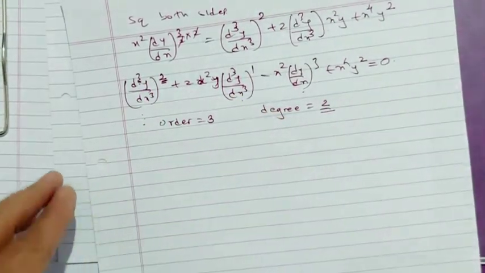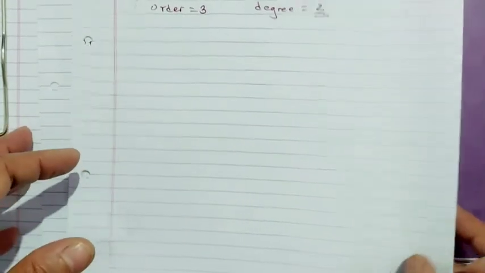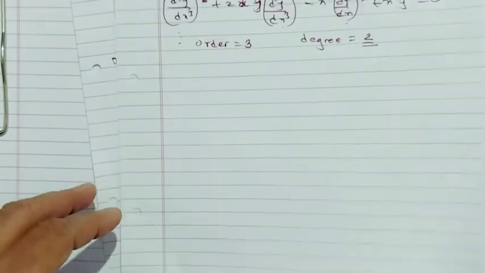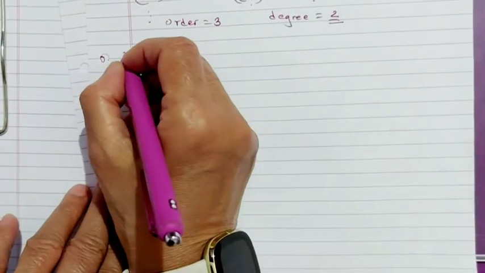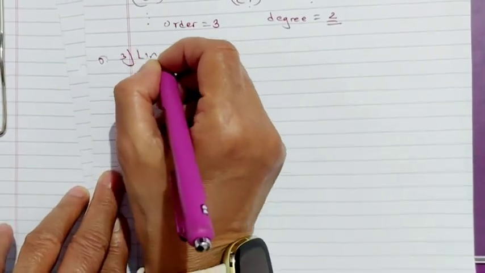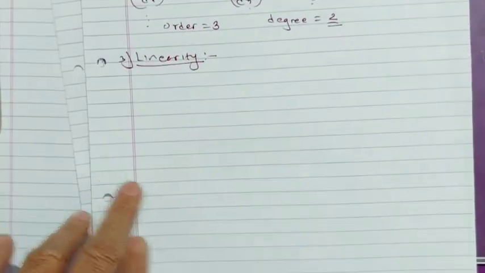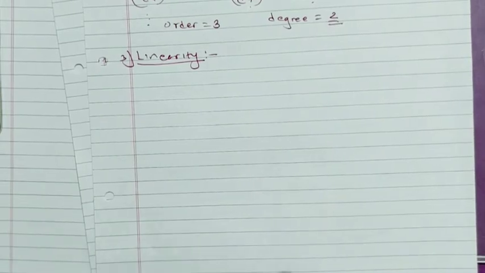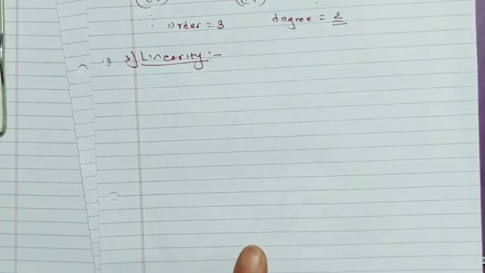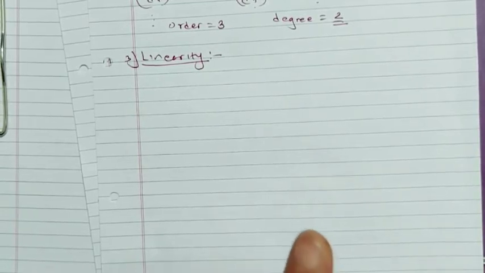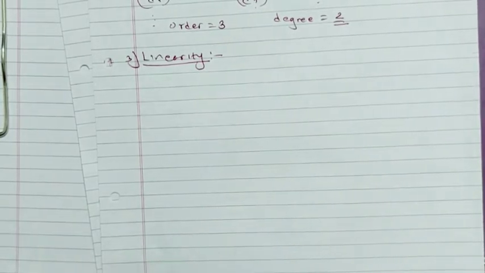There will be many examples in the examination where you need to check the order and degree of a differential equation. The third thing we will define is called linearity. Now what do you mean by linearity? A simple concept: if the dependent variable and its derivatives appear in the first power and no product term of the dependent variable and its derivatives occurs in the equation, that is the meaning of a linear differential equation.